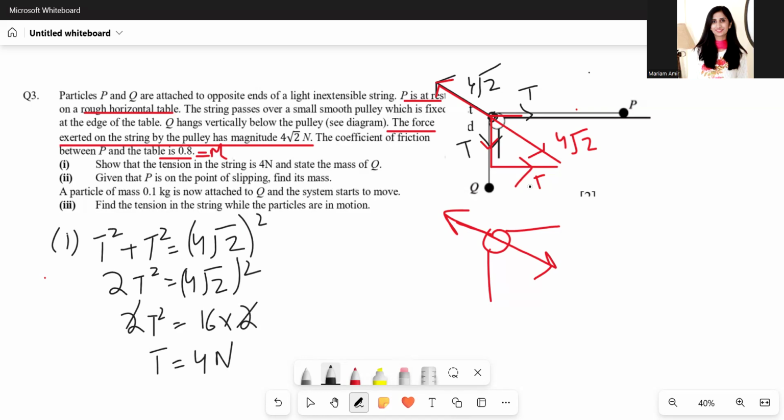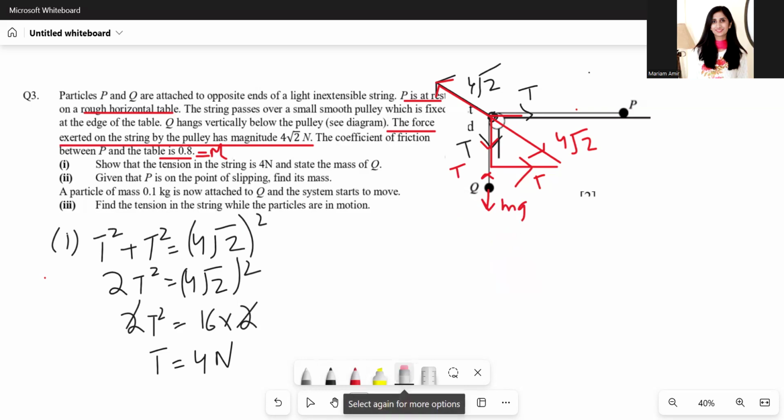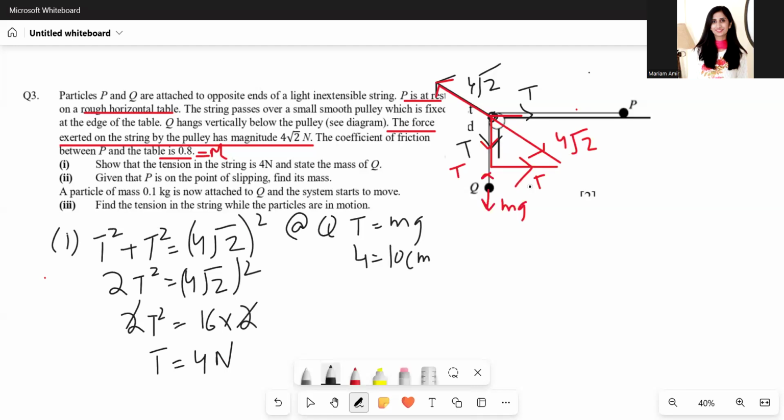Okay. And state the mass of Q. So now tension is 4 newtons. With respect to Q, this tension is going to point upwards and mg is going to point downwards. So T is equal to mg at Q. T equals mg. 4 equals 10m. m equals 0.4 kgs.